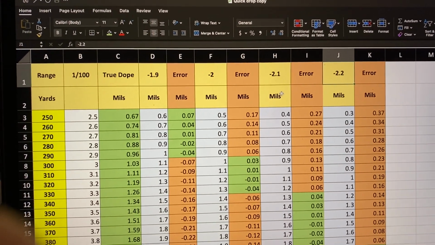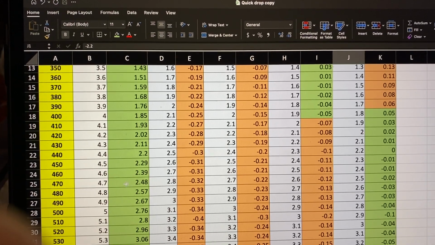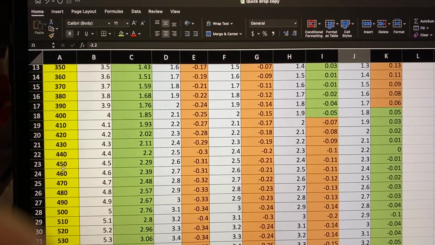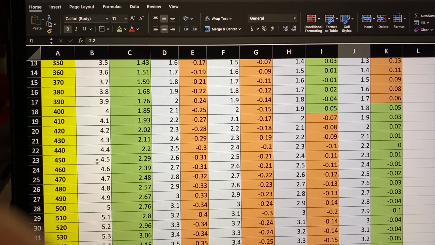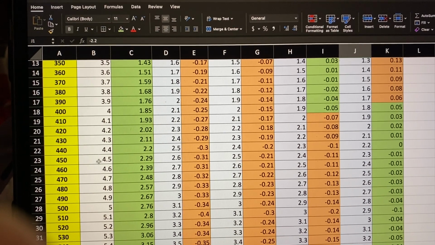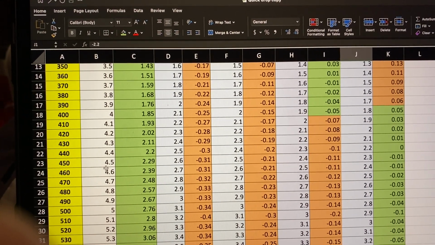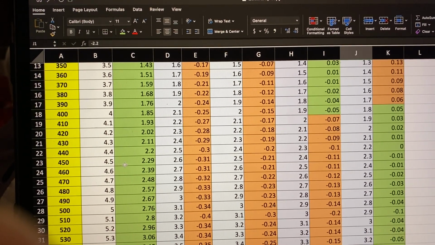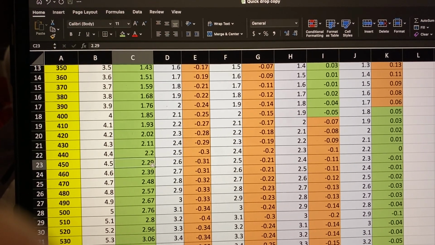So what that means is I can take any one of these numbers. Here's my true dope. So let's say 450 yards. I'm going to turn that to 1/100th. So that's what this column is, 4.5. I'm going to subtract 2.2. So 4 minus 2 is going to be 2. And then 5 minus 2 is going to be 3. So that gives us 2.3, which is what that ends up equaling.